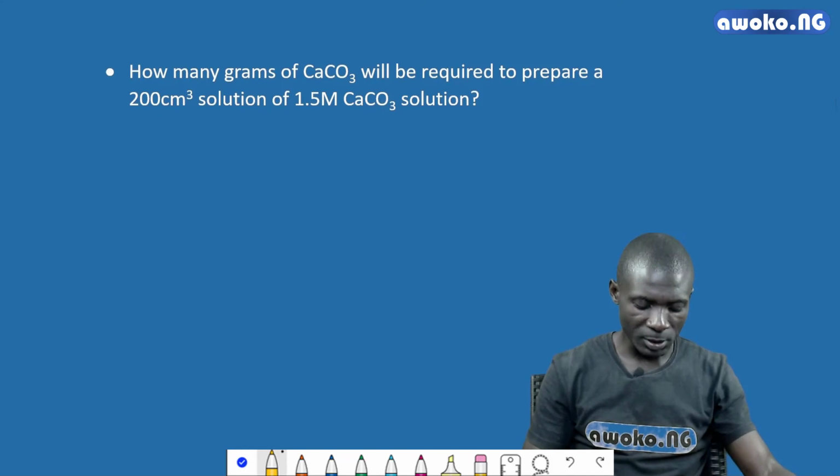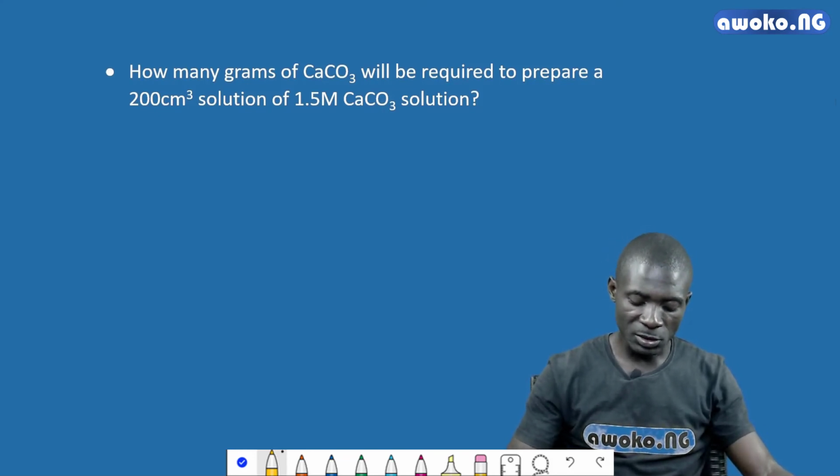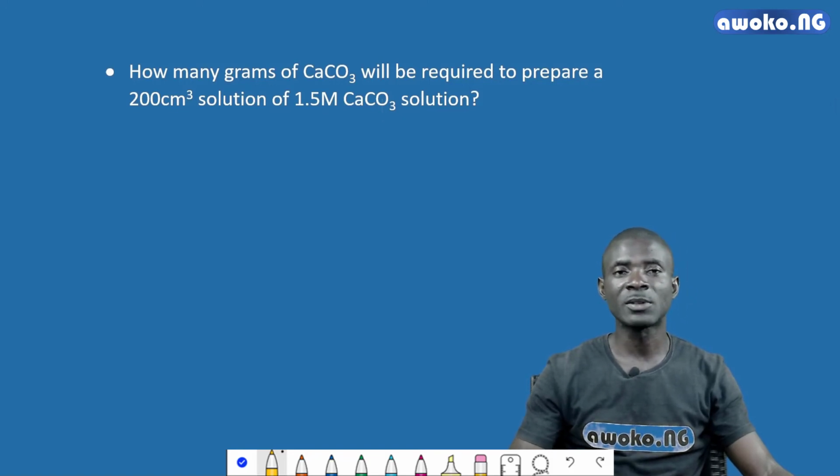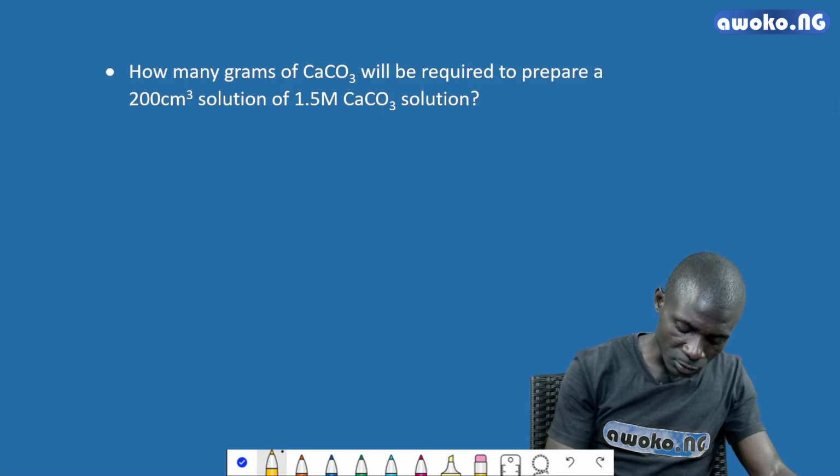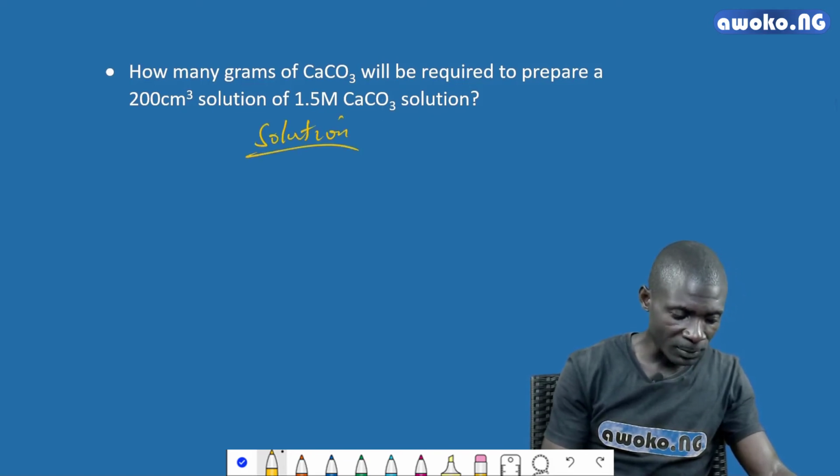Our second example is in this form. It said, how many grams of CaCO3 will be required to prepare a 200 cm cube solution of 1.5 mole CaCO3 solution? Now we have been given here the molarity of the solution. We have also been given the volume of the solvent. So we are asked to find the mass in grams. Let's have our solution to the question.